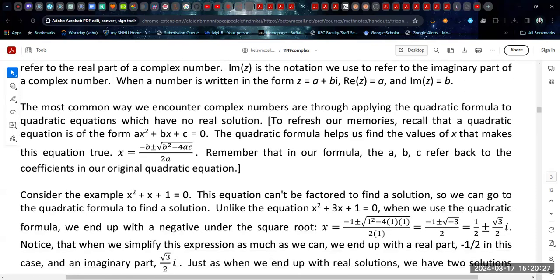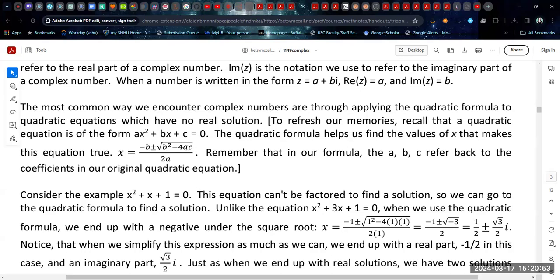Now, the most common way that we encounter complex numbers is obtaining them from the quadratic equation. So recall that we have a quadratic equation solved for 0, and the a, b, and c come from the coefficients in our original problem. We'll get complex numbers from this if this piece under the square root turns out to be negative.